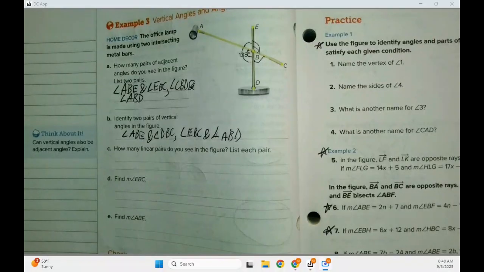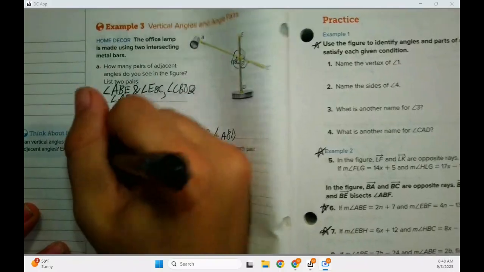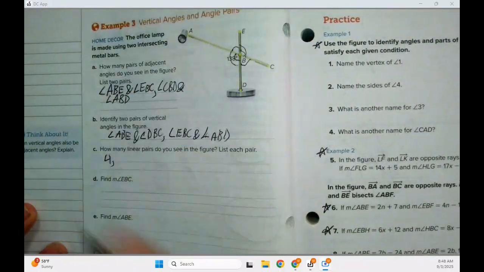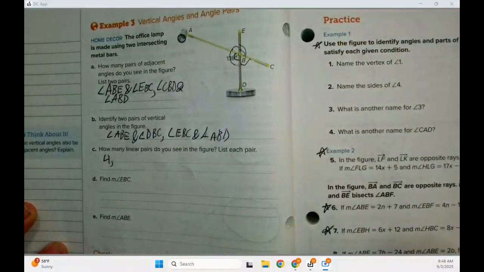How do I know that? Not just because I said so, but how do I know that each of these adjacent angle pairs is going to be a linear pair? They do add up to 180. What tells me that? They're straight lines, or they're also just opposite rays. Either way works, right? It's the same sort of thing. So how many do I see? Yeah, there's 4. And if it says list each, it's just asking us to list each of those pairs.